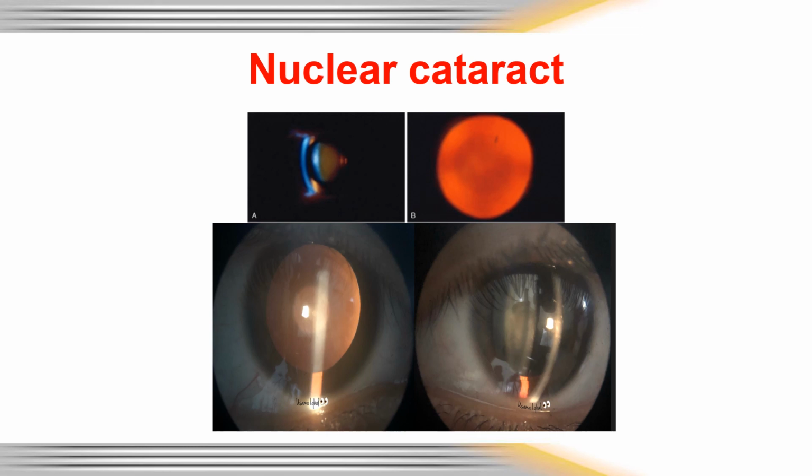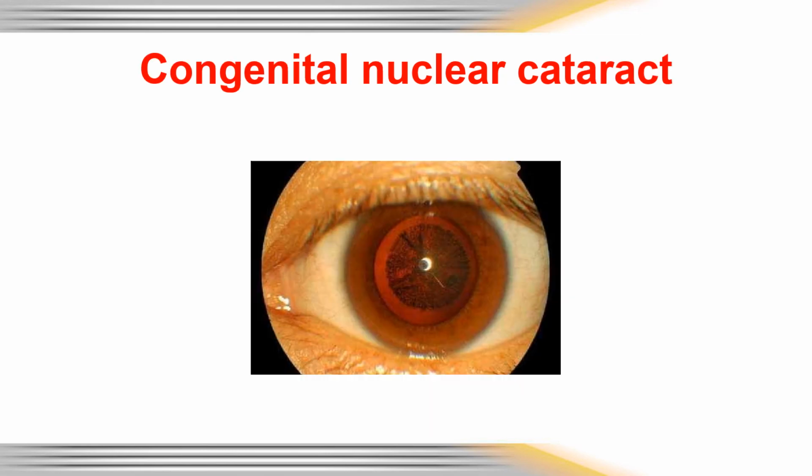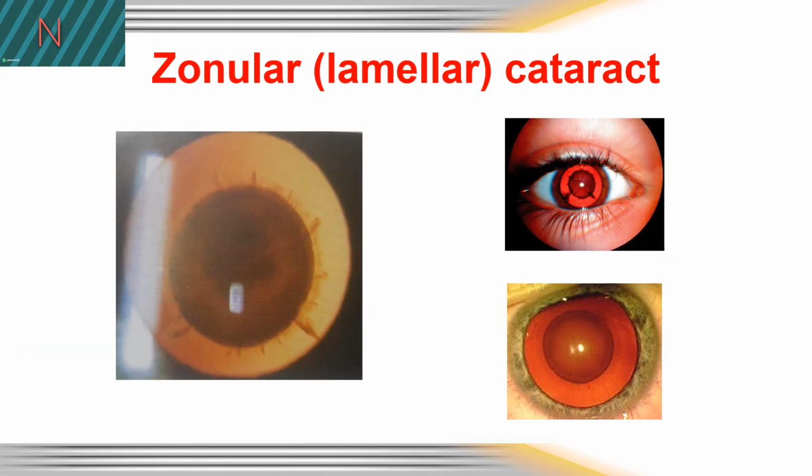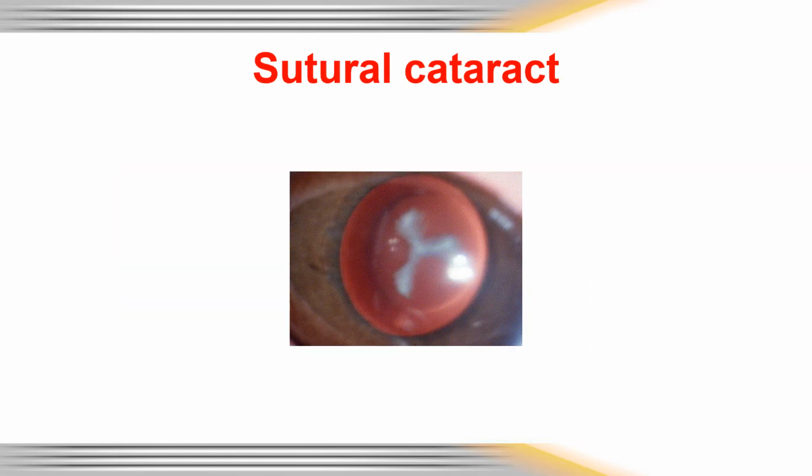This is the appearance of the red reflex in cases of nuclear cataract. The appearance of the red reflex in congenital nuclear cataract. This is the appearance of the red reflex on photography of zonular or lamellar cataract. Other examples of zonular or lamellar cataract, disc-shaped opacity with terminal extensions like the riders of a steering wheel. Appearance of red reflex against sutural cataract.